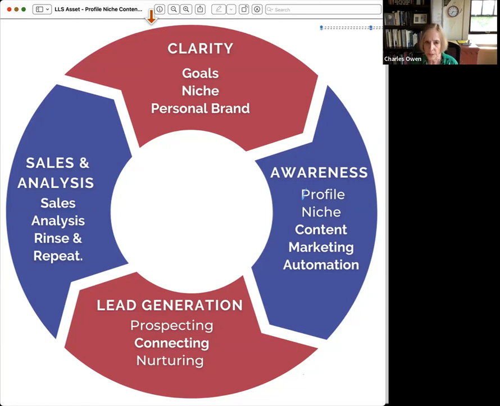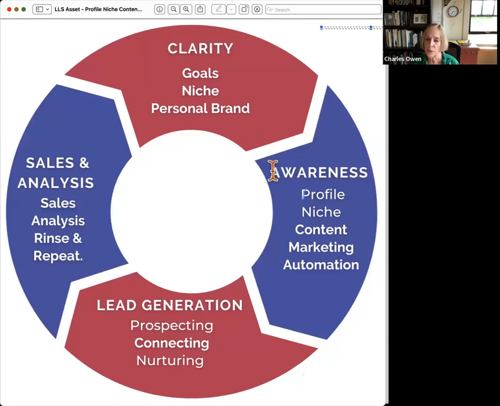Now, the second piece that you really need to be clear on before you get really active on social media, whether it's LinkedIn or not, is your profile. You need to understand who you are in order to build a profile that draws people to you. So in the first area, in this clarity area, you got really clear about your goals, what you're trying to do, your niche, who you're trying to do it for, and then your brand, which is the pizzazz, okay? That's what people know about you.